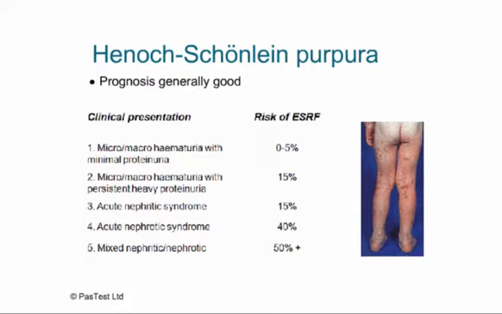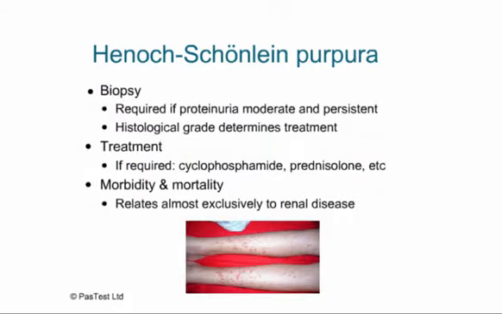So, which children with Henoch-Schönlein purpura are going to require a biopsy? Well, it's generally only required if the proteinuria is moderate to heavy and persistent, and as I say, usually after 2 to 3 weeks of presentation. Biopsy is important, however, because the histological grade determines which treatment children require. Obviously, as many children with HSP don't get biopsied, they don't need treatment. But if treatment is necessary, then cyclophosphamide and prednisolone is often used, and after an 8 or 12-week course of those agents, perhaps a year of azathioprine and alternate day prednisolone is necessary.